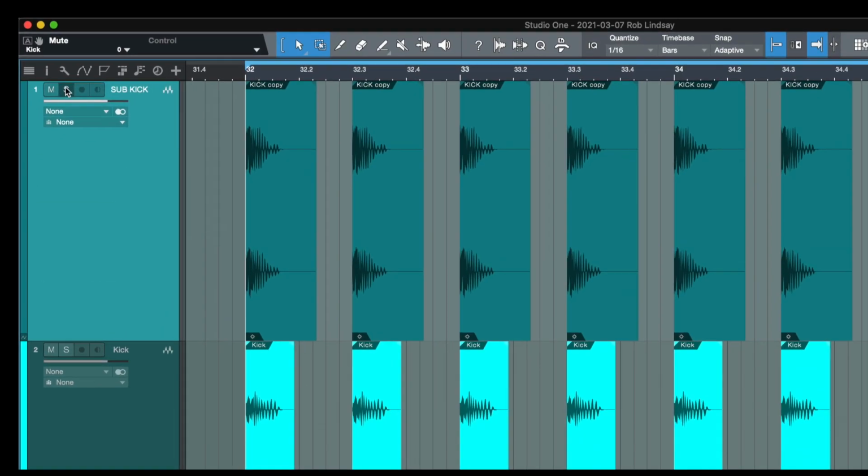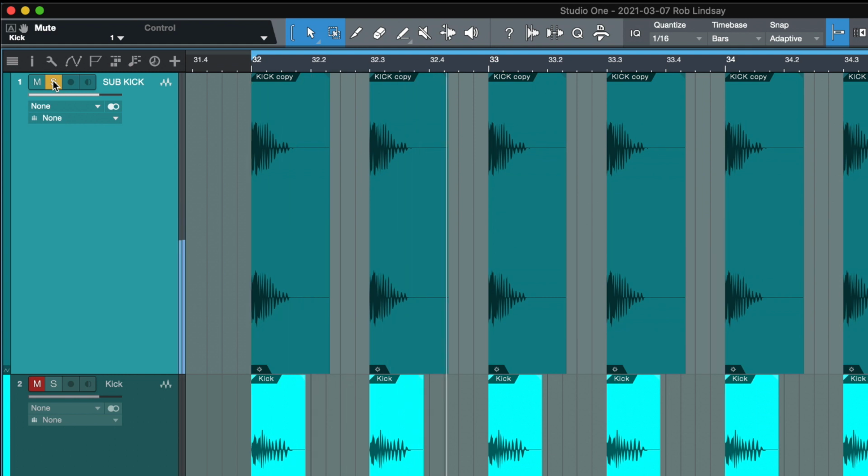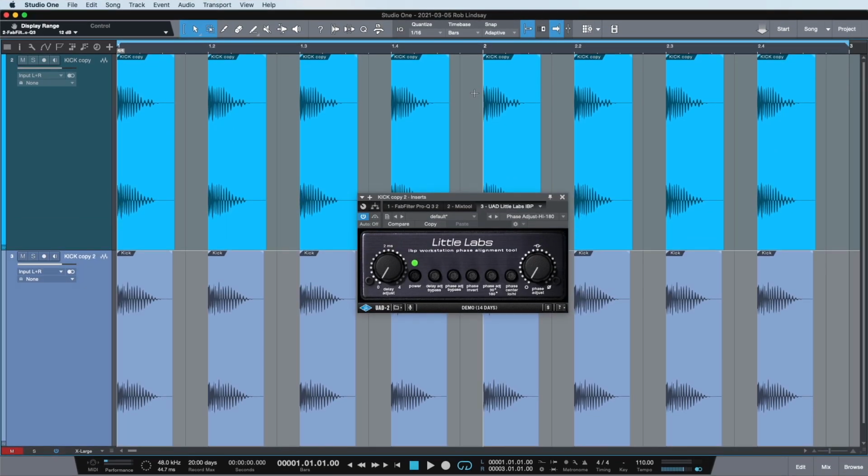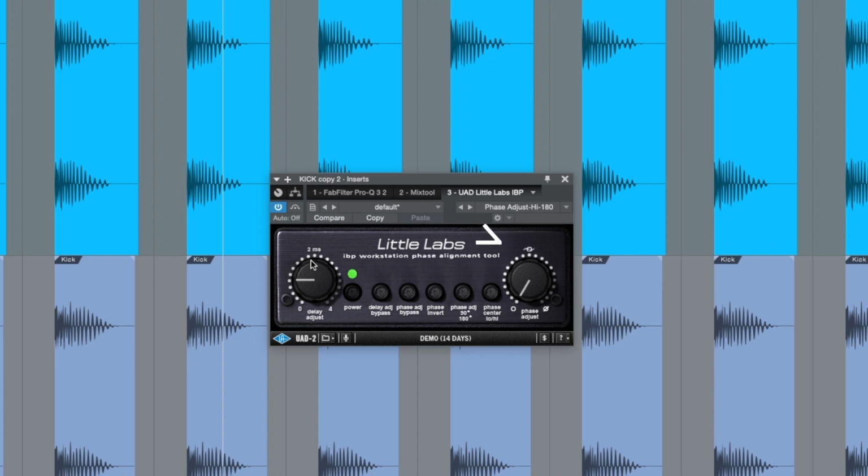Firstly, it's really important to listen to the kicks separately and then combined to see what frequencies are being lost. If there is some phase correction to be done, I'll load up Little Labs phase alignment or a similar tool on one of the layers. This allows me to go from 0 to 360 degrees so I can dial in the perfect amount of phase shift, as more often than not a straight 180 flip doesn't quite cut it.